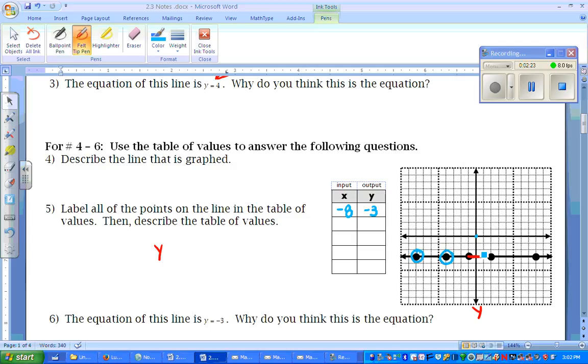My next point, I would move left 4, down 3 to get there. We also have another point at -1, -3. We have a fourth point at 2, -3. And our very last point on our line is right 8, down 3.